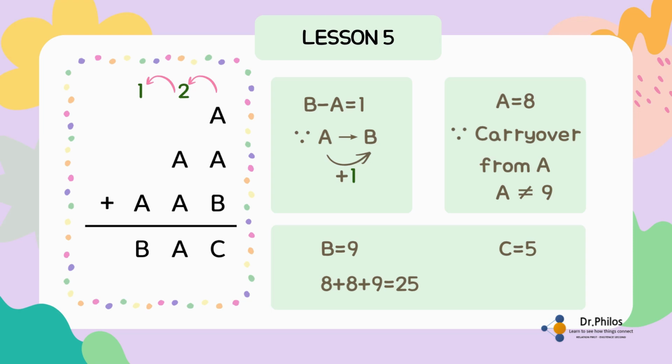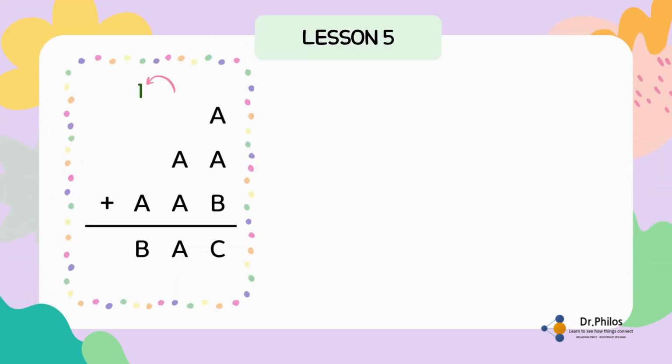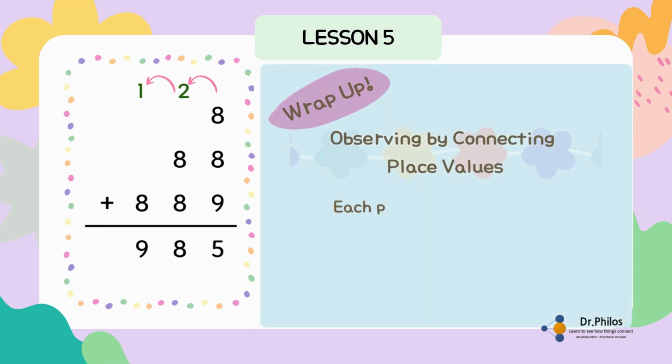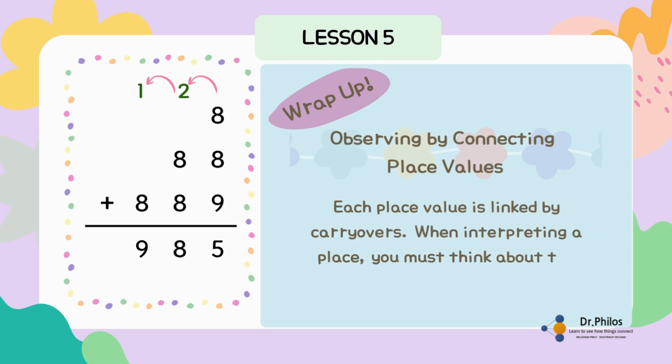Unlike the first time you solved it, you observed by connecting the place values. You found the relationship B minus A equals 1 in the hundreds place, and that connected right into your interpretation of the tens place. Each place value is linked by carryovers. When interpreting a place, you must think about the neighboring places together.